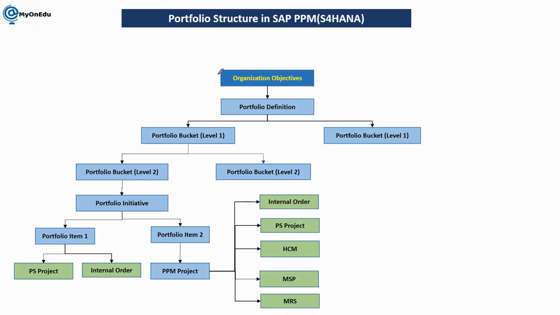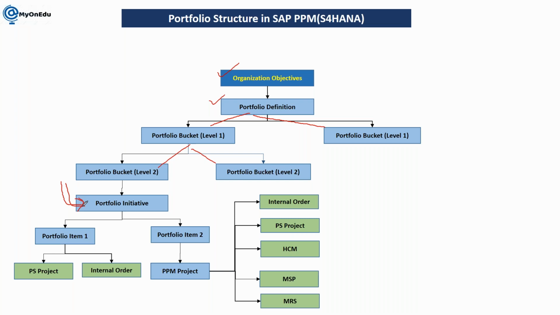Second, here you have organization objectives, and then it will be aligned with your portfolio definition. Then again, the portfolio definition will have this structure in the form of buckets. So these are the next level, and you can create an initiative. Initiative means, whenever you are thinking, let's say you are part of the strategy team and you are planning to start one township project in Noida. Okay, so this is just your idea, or let's say you want to start a new project in Delhi. So this is your idea. So here you can create one initiative.